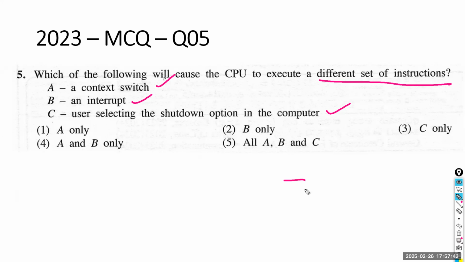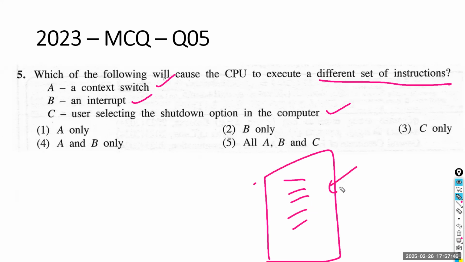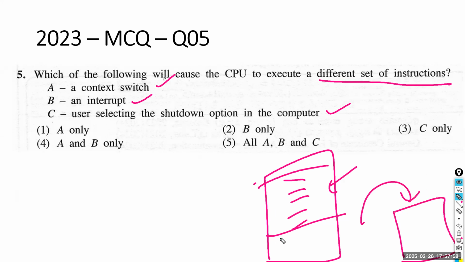Now, the set of instructions is getting executed by your computer processor under the control of the OS. Now, which of these will make it a different set of instructions? That means a different process is now running after that point. So this process is no longer running, and a different process is running. That is what I mean by a different set of instructions. So which of these activities can cause that? That is basically a context switch, obviously, right? Anyway, what is your answer?